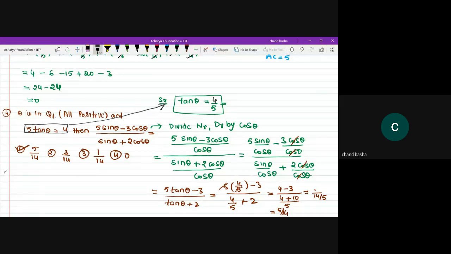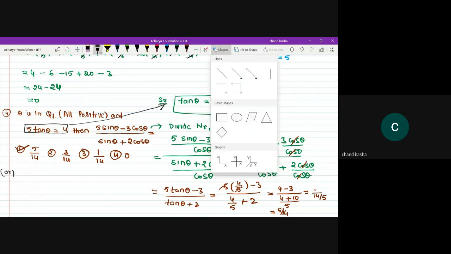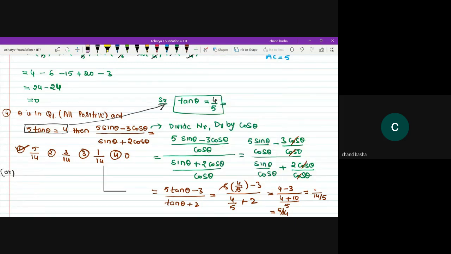And this is the standard method that I'm going to use, by making use of the right angled triangle. How? Let's have the right angle triangle.